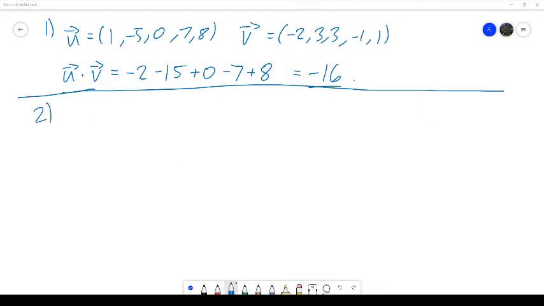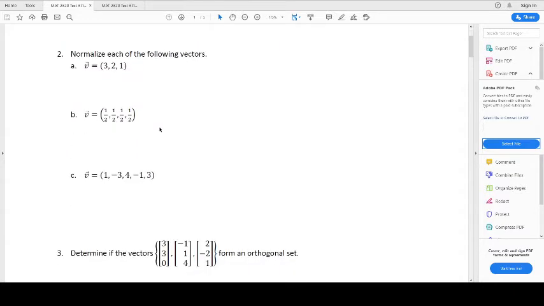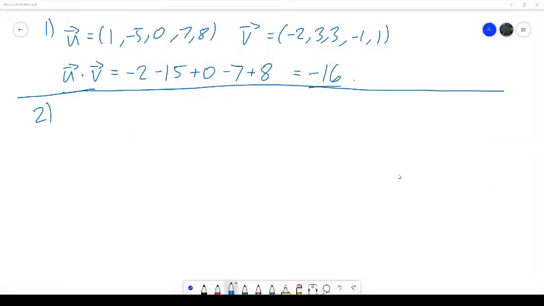Number 2. Wrong sheet. Number 2, normalize each of the following vectors. So for our first vector here, v is 3, 2, 1. To normalize the vector, we need to divide it by its magnitude. So for part A, the first step is going to be to find the magnitude of this vector.